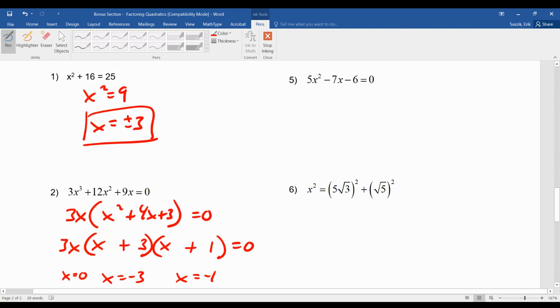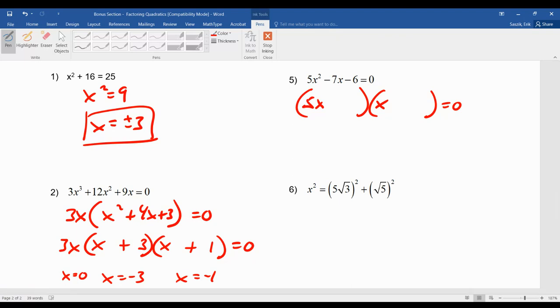This one's a little bit harder. There is no GCF, so we just have to play around with it. The good thing is that this first number is prime, so it has to be 5x and x. We have a couple options on the back side, 6 and 1 or 3 and 2. You can quickly eliminate 6 and 1 because that would give you 30 and 1, or 6 and 5.